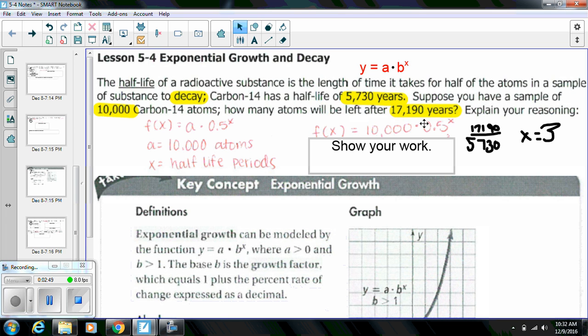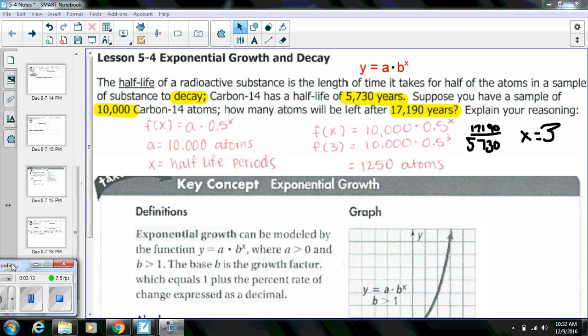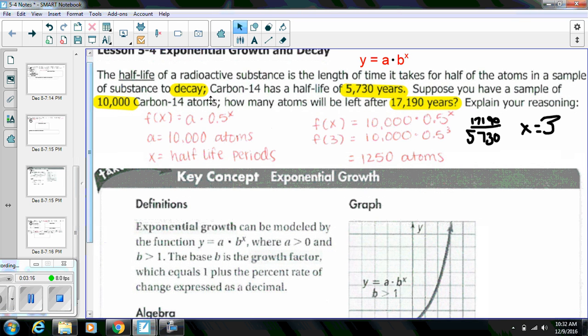So I put all my known information together in a function. So a, my initial value, is 10,000 times 0.5, the half-life, to some exponent of time, which is x. But now we know x is 3. So we plug in 3 for x, and we find out that after 17,190 years, we have 1,250 atoms. So this is the basis of what we're doing today with exponential growth, and then we'll be looking at exponential decay. So this was decay, okay? So we got 0.5 because it's a half-life. Half of 1 is 0.5.